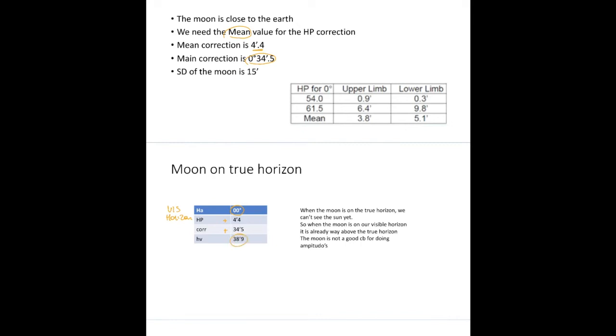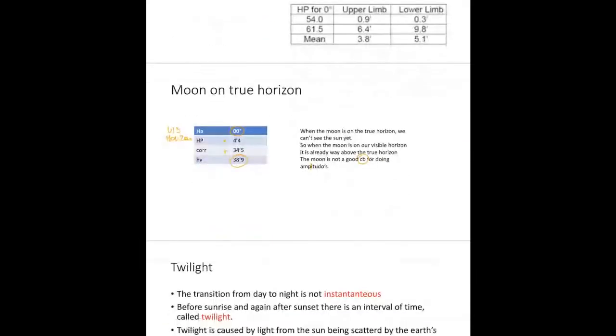Okay, so when the moon is on the true horizon, we can't see the sun yet. And when the moon is on our visible horizon, it's already way above the true horizon. So the moon is actually, as you will see later, not a good celestial body for doing amplitudes. You don't know yet what an amplitude is, but this will get clearer later. You will understand when we do the next session on amplitudes.